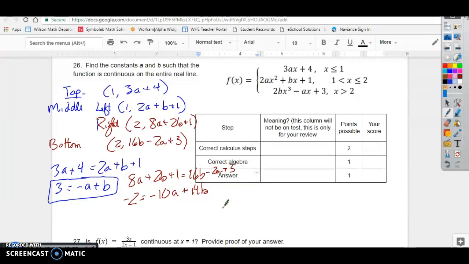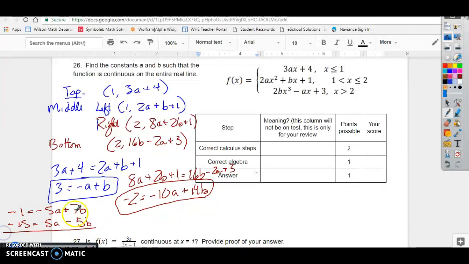Alright. So I'm going to do linear combinations. I'm going to divide these all by 2. So it's going to give me negative 1 equals negative 5a plus 7b. And I'm going to multiply this one by negative 5. And I'm going to cancel out this a. So negative 5 times 3 is negative 15. This will become positive 5a. And then this will be negative 5b.